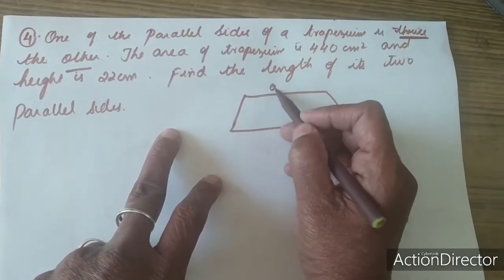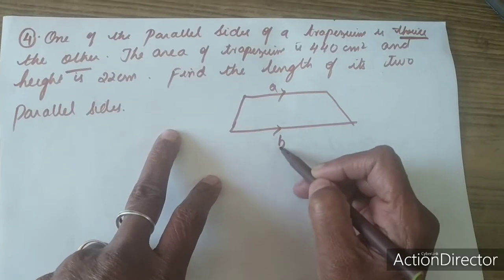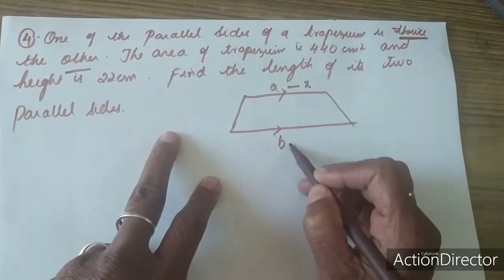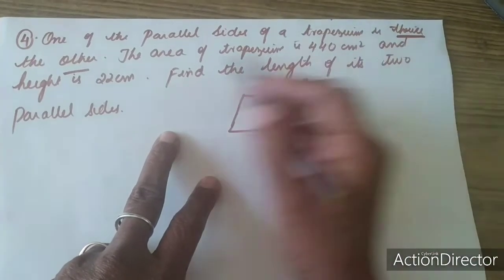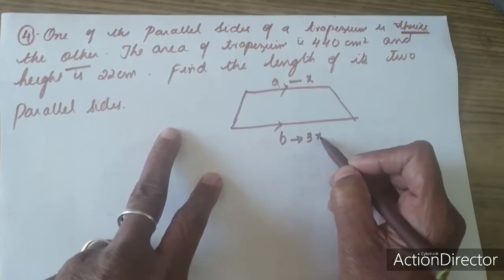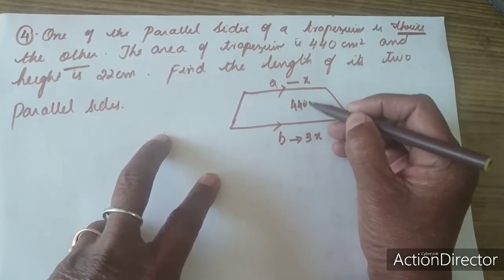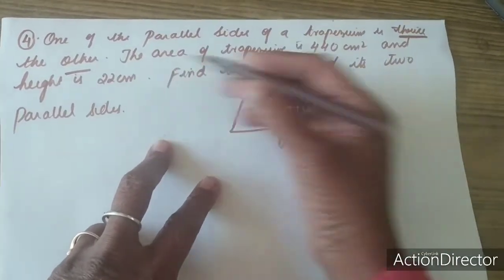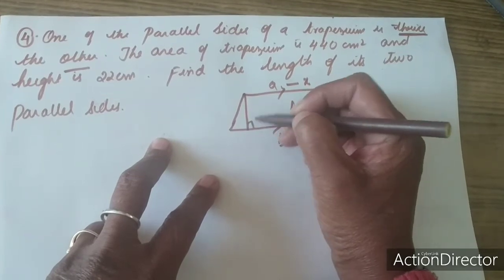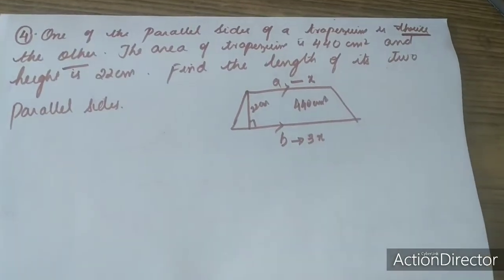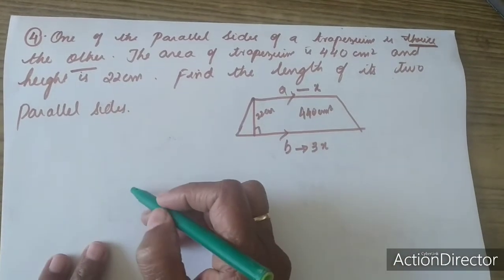So one of the parallel sides is thrice the other. So let us take one of the parallel sides to be X. So the next parallel side will be thrice the other, so it will be 3x. Next, the area of the trapezium is given as 440 centimeters square and the height of the trapezium is given as 22 centimeter. So now let us put all these values in the given formula.